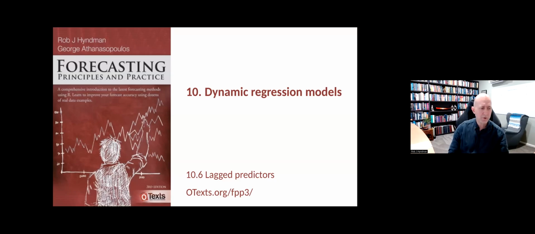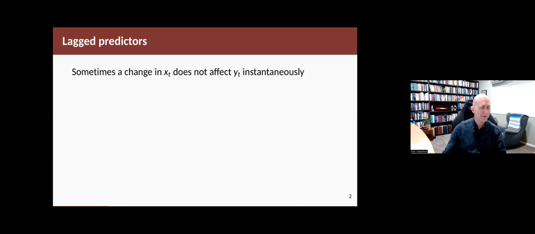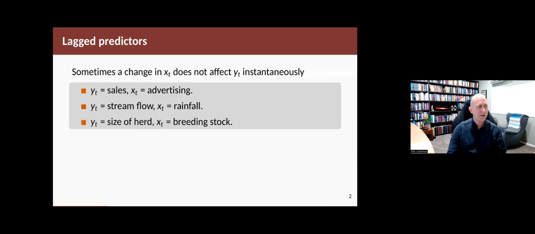In this section, we look at putting lagged predictors into our dynamic regression model. A lag predictor is used when a change in the X variable doesn't necessarily affect Y instantaneously, and the effect of X may linger for a while. Examples might be sales and advertising. Advertising spent in this time period may result in sales in a future time period.